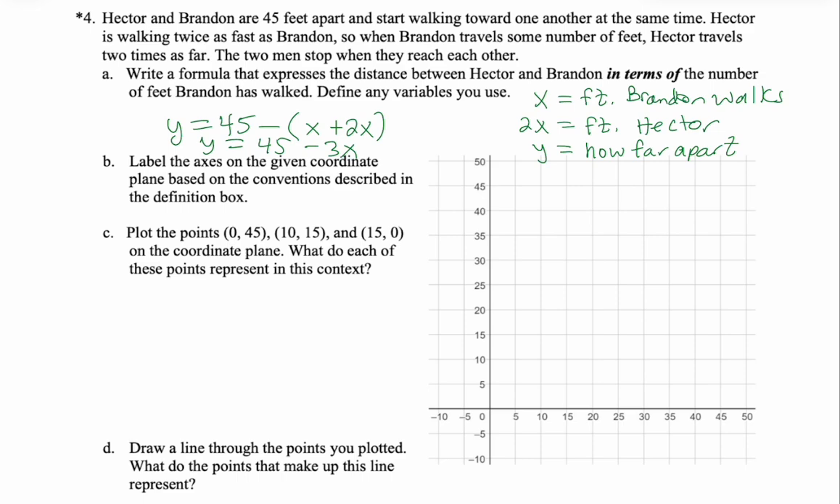So let's label, part B says to label the axes on the given coordinate plane based upon the conventions described in the definition box. So based on that independent and dependent variables, our x is going to be the feet that Brandon walks.